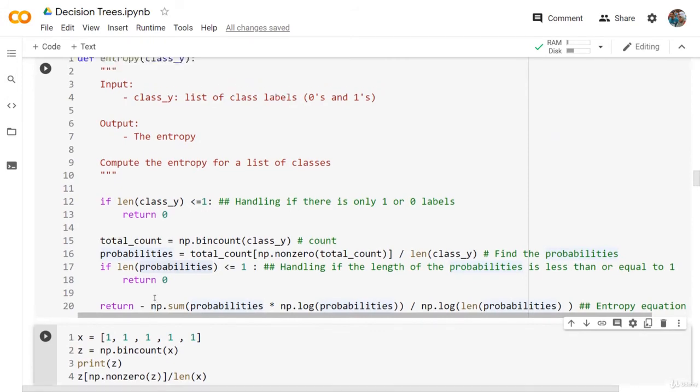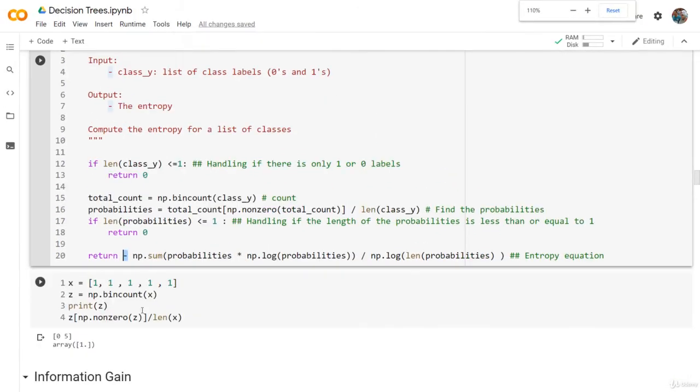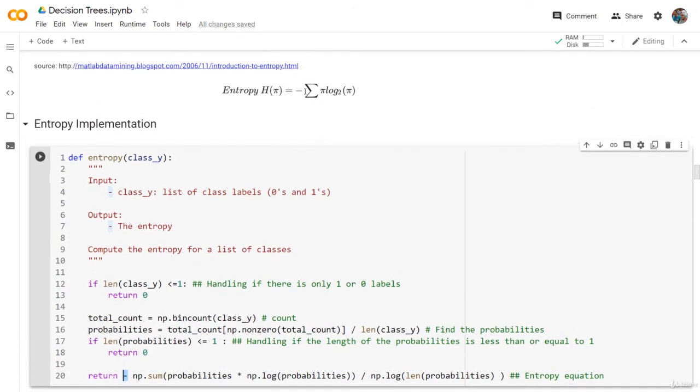So this is the equation for the entropy. As you can see, we have a negative, and then we have a summation. So we are going to use nb.sum, and for this summation, we are multiplying the probability times the log of the probability. So nb.log of the probabilities.